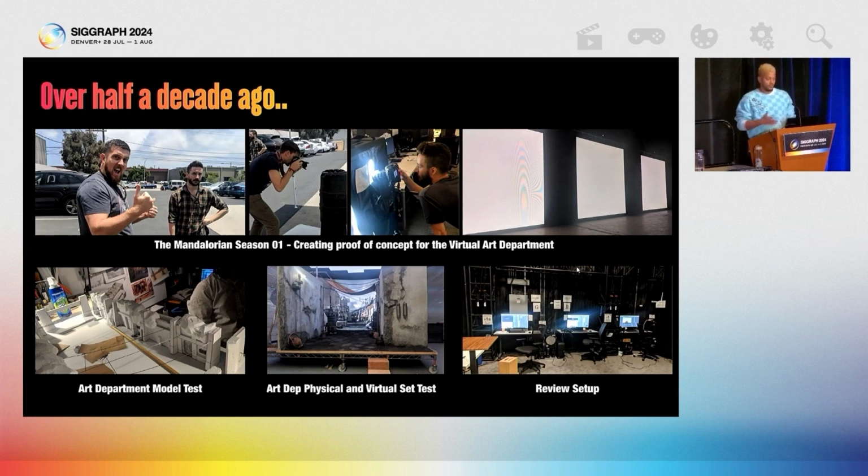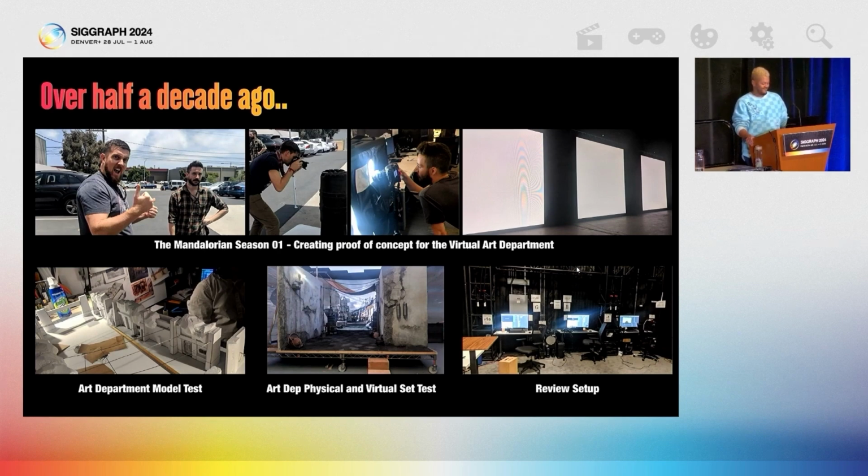All of a sudden, you're bringing some of that process. One I want to highlight is the bottom center one that says Art Department Physical and Virtual Set Test. That's just a look at the movie magic, right? That's an environment on wheels, and the background turned it into a whole city. In the upper left, you see me making a scowl.